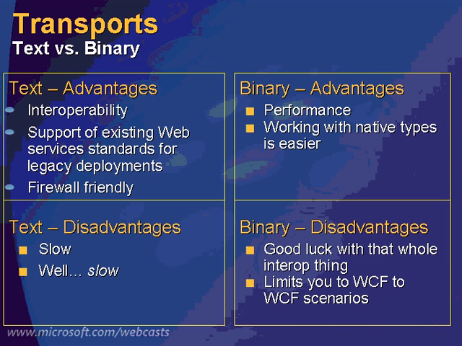Let me pop back over because we've got just a few minutes here, and I want to talk about this because it happens to be one of the questions in the queue. Transports: when to use binary, when to use text. It's a pretty simple grid. Basically, we have the text advantages and the binary advantages, and then the disadvantages for each one of them.